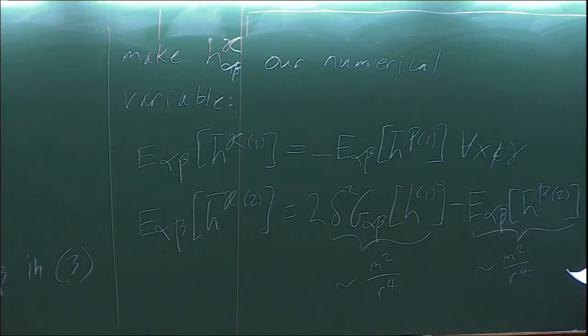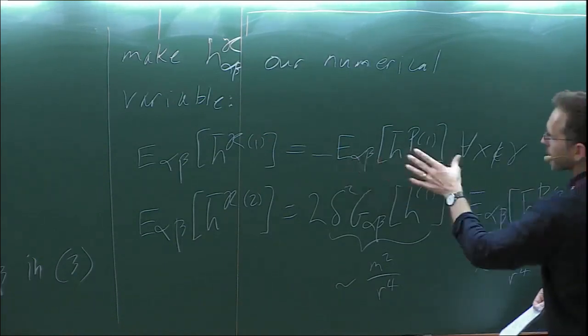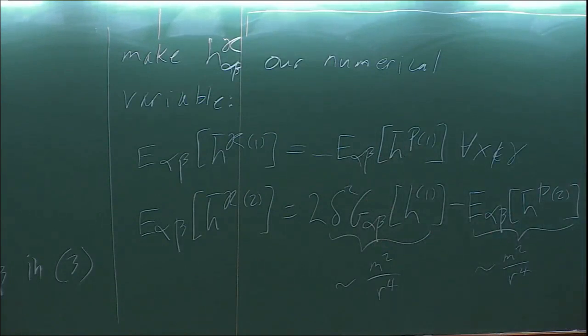So we can write this more generally as E alpha beta H bar residual n, the nth order, is equal to an effective source, S effective, which is just the source when you've got the puncture on the right-hand side.